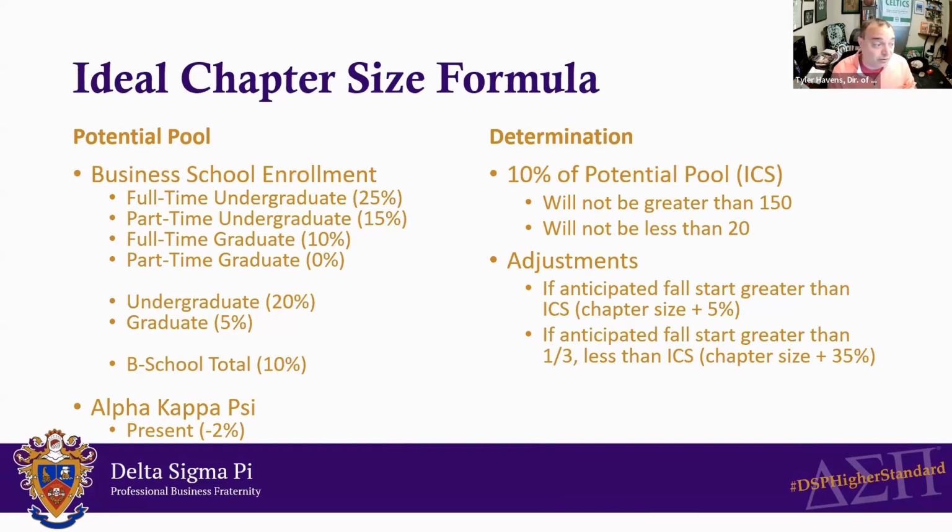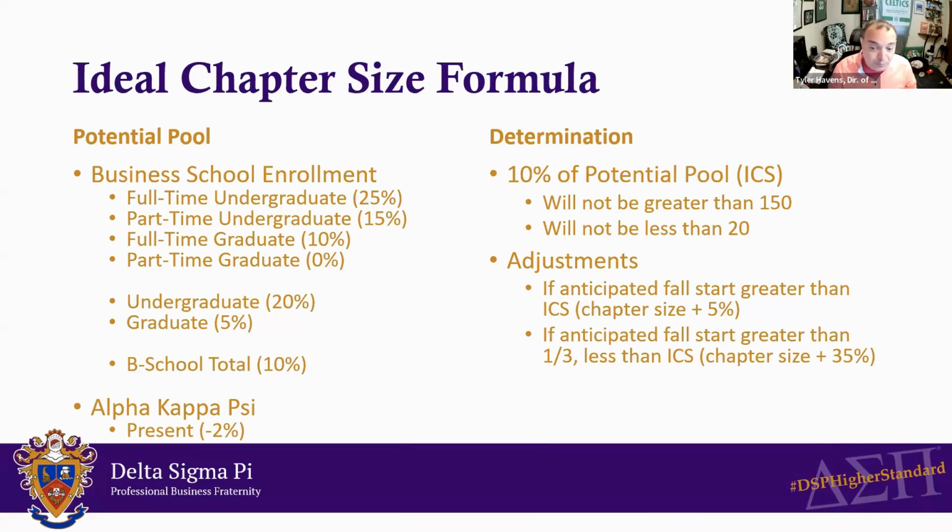If a chapter is looking at a fall size that is less than, or excuse me, if it's anticipated the fall chapter size is greater than 1/3 less than their chapter size, then we're looking for them to do their chapter size plus 35%. So we're looking for them to anticipate some growth there, and we also do that with their new member numbers, though those aren't factored into CMP at this point.